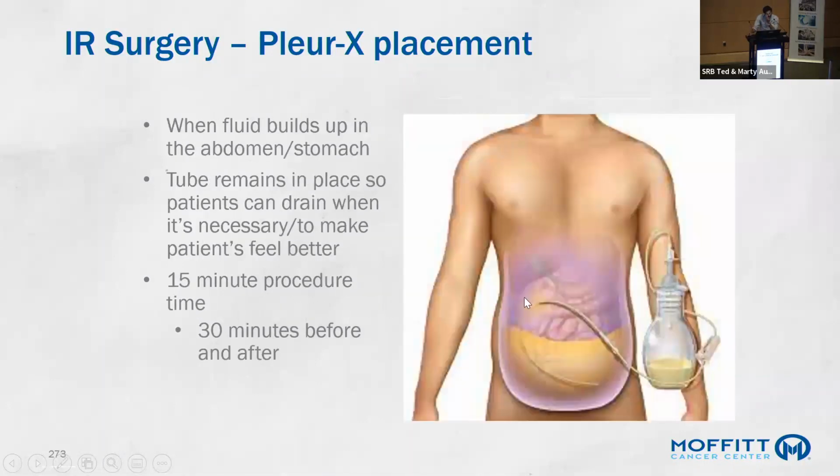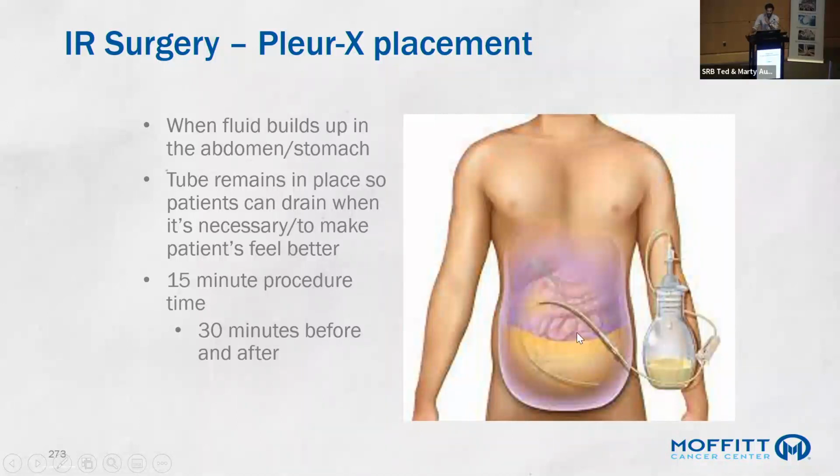What's another procedure that we do commonly for gastric cancer patients? Something called a PleurX. A PleurX is actually the brand name of this. We call it a PleurX just because it is something that everybody knows. But essentially, if there's fluid buildup around the actual stomach or in the abdomen, rather than having to poke a needle through the skin and in there to aspirate all the fluid, we'll just leave a tube in.